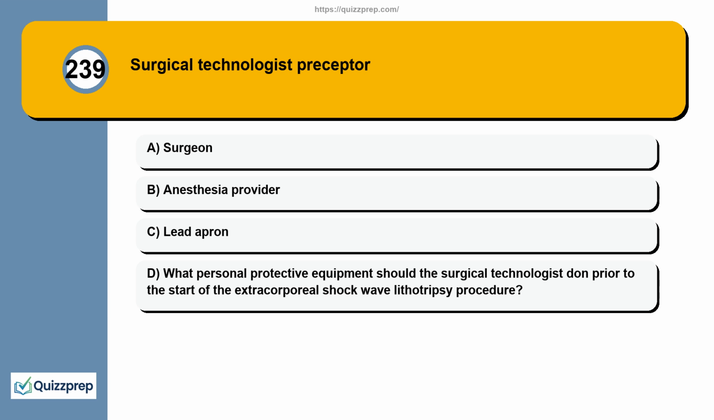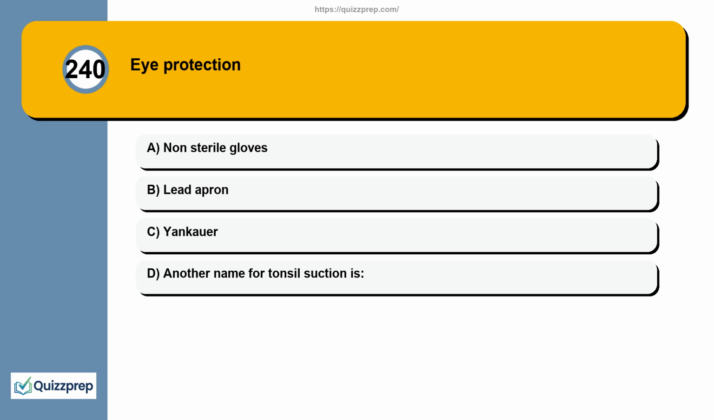Question 239, surgical technologist preceptor. Option A, surgeon. Option B, anesthesia provider. Option C, lead apron. Option D, what personal protective equipment should the surgical technologist don prior to the start of the extracorporeal shock wave lithotripsy procedure? The correct answer is option Nan. Question 240, eye protection. Option A, non-sterile gloves. Option B, lead apron. Option C, Yankauer. Option D, another name for tonsil suction is. The correct answer is option Nan.